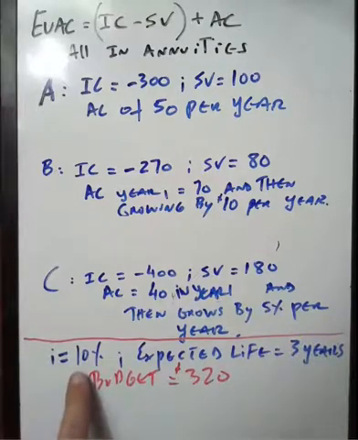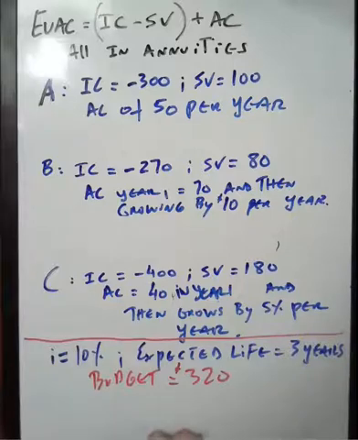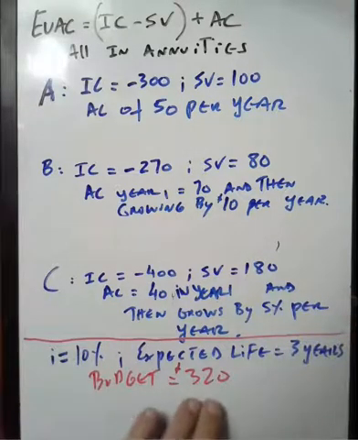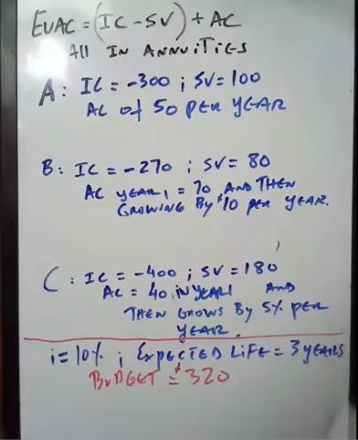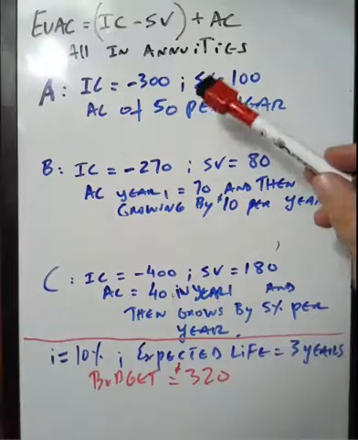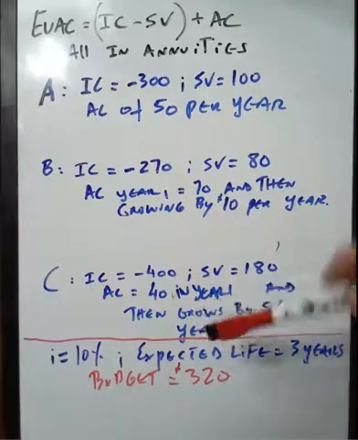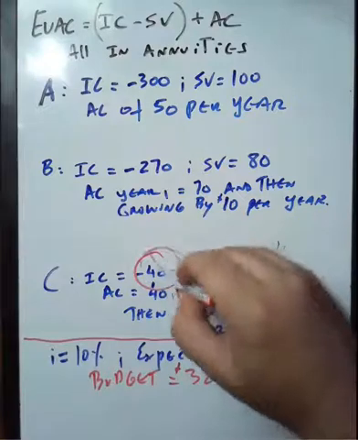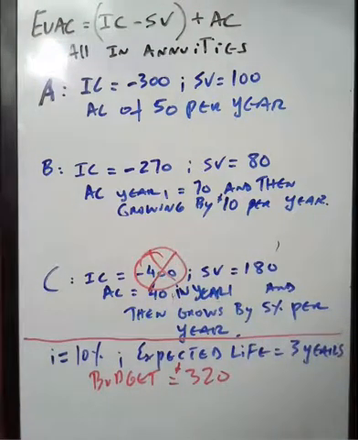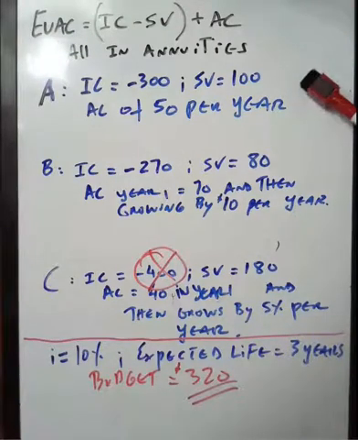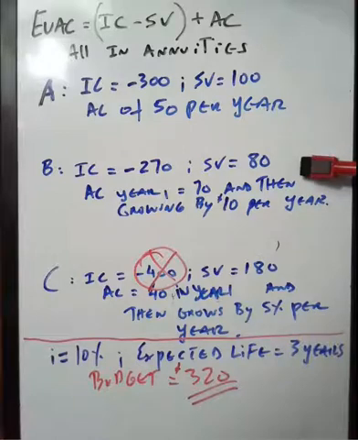Our minimum acceptable rate of return is 10%, the expected life is 3 years, and let's say for the sake of it, like in a real life situation, that our budget is $320. So the first thing you would do is check if you have money to buy any of these machines. And you would conclude that, okay, I don't have money to buy machine C, so it's not even worth further consideration. So we are left with evaluating machine A and machine B.